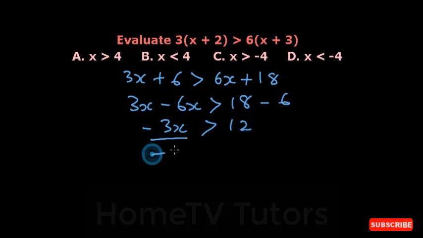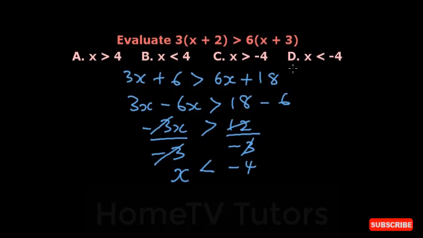So we divide both sides by minus 3 divided by minus 3. And note, please, this minus sign that we're now dividing both sides with is going to change the greater than sign to less than sign. Okay, so this cancels this out. 12 divided by 3 will give us 4. So we now have x less than minus 4, and that makes the answer option D the right answer.